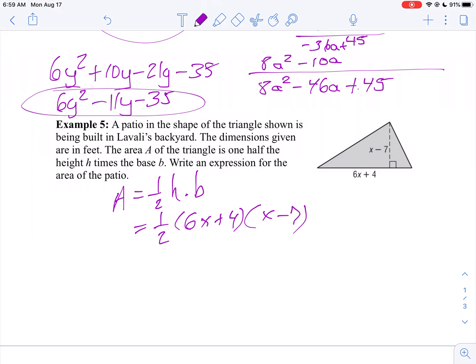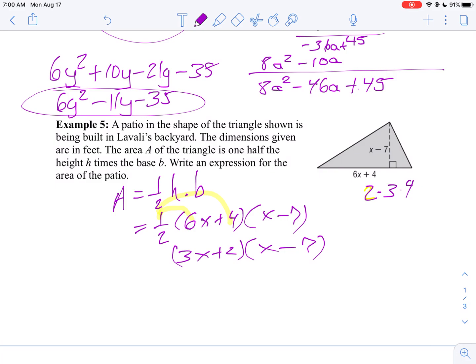What we're going to do here is distribute that 1/2 inside the first parentheses first. Notice I stop at the first parenthesis, because when you multiply 3 numbers, like if I take 2 times 3 times 4, I don't take 2 times 3 and 2 times 4. I take 2 times 3, find that answer, and multiply by 4. So we're going to do the same thing here. Half of 6x is 3x. Half of 4 is 2. Then I'm going to do x minus 7.